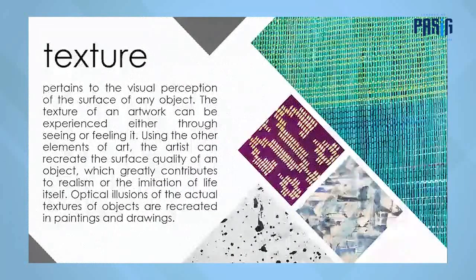The last element of visual art is texture. This pertains to the visual perception of a space of any object. The texture of an artwork can be experienced either through seeing or feeling it. Using the other elements of art, the artist can recreate the surface quality of an object, which greatly contributes to realism or the imitation of life itself. Optical illusions of the actual textures of objects are recreated in paintings and drawings.